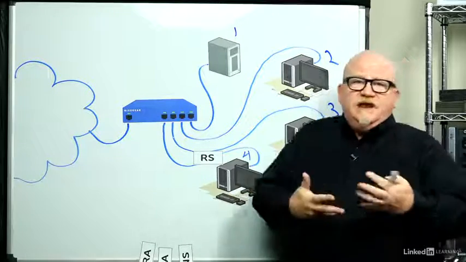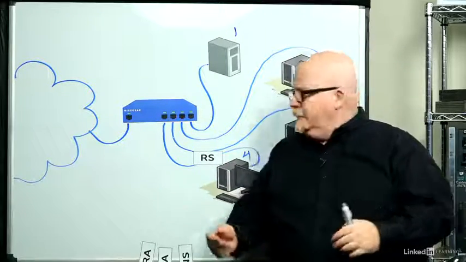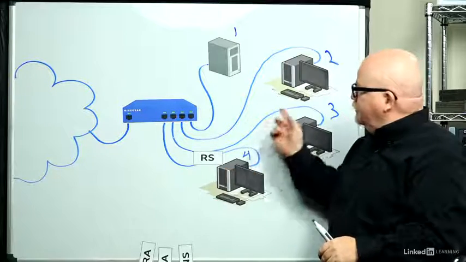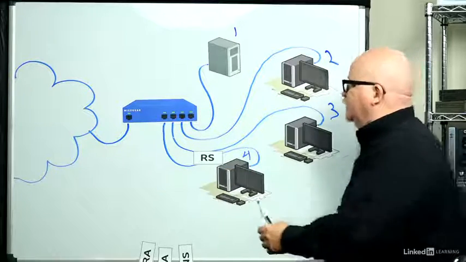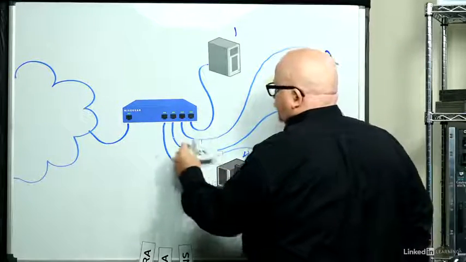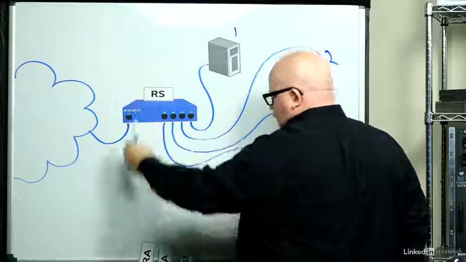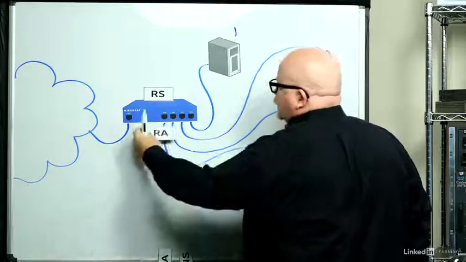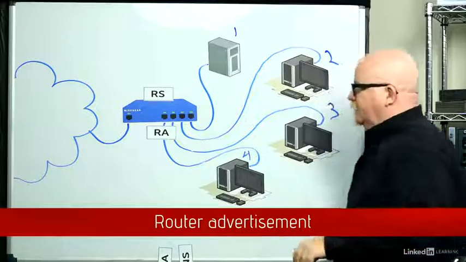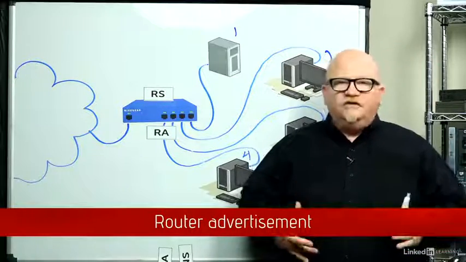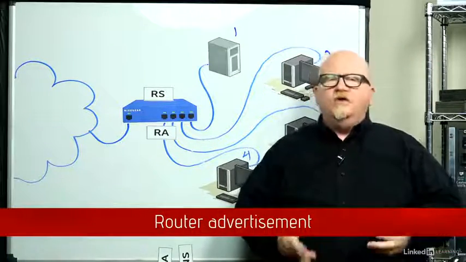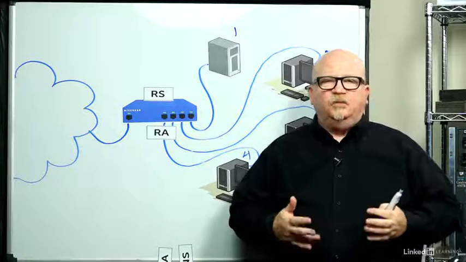Think of all the things that you need to get onto the internet. So individual computers will send out router solicitations. When routers hear this, they will respond back with a router advertisement. The router advertisement is the cornerstone of what makes IPv6 work.